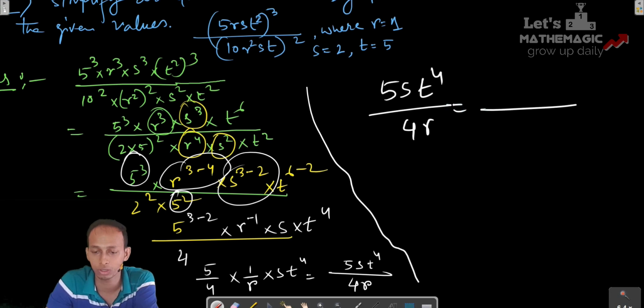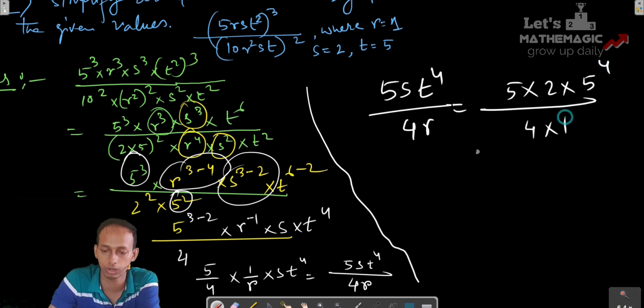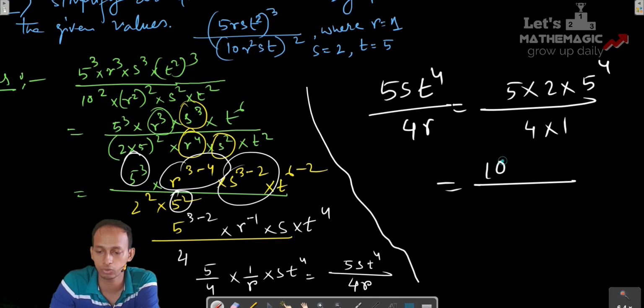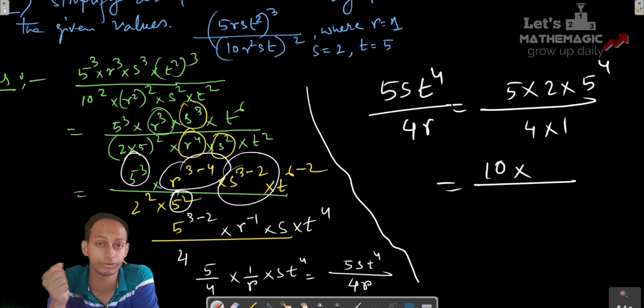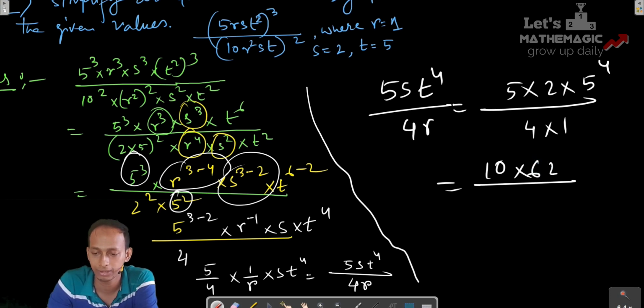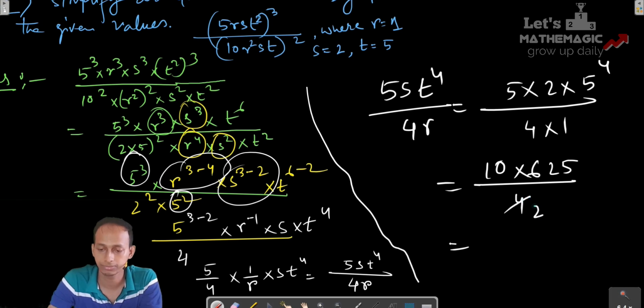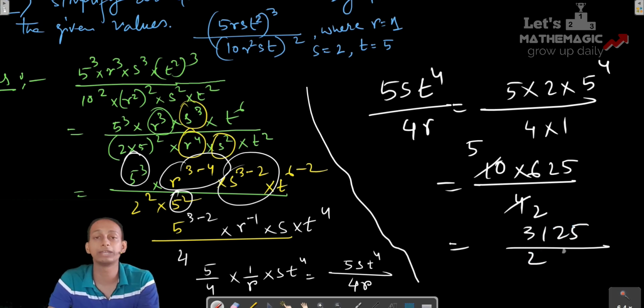So let us now put all the values. 5 into s, which is 2, t to the power 4, t is 5. So 5 to the power 4 divided by 4 into r, r is 1. So basically it is coming 5 into 2, it's 10, and 5 to the power 4, it's actually 25 square, so it's 625, and by 4. So now after cancellation we can get, so it's coming 3125 by 2.